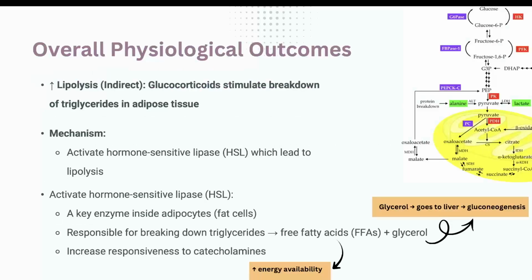Okay, we have a process called lipolysis. Cortisol leads to lipolysis. Normally, lipolysis occurs because it is very important. Whether it is normal or abnormal, lipolysis means converting triglyceride to free fatty acid and glycerol. Okay, triglyceride conversion to free fatty acid and glycerol.